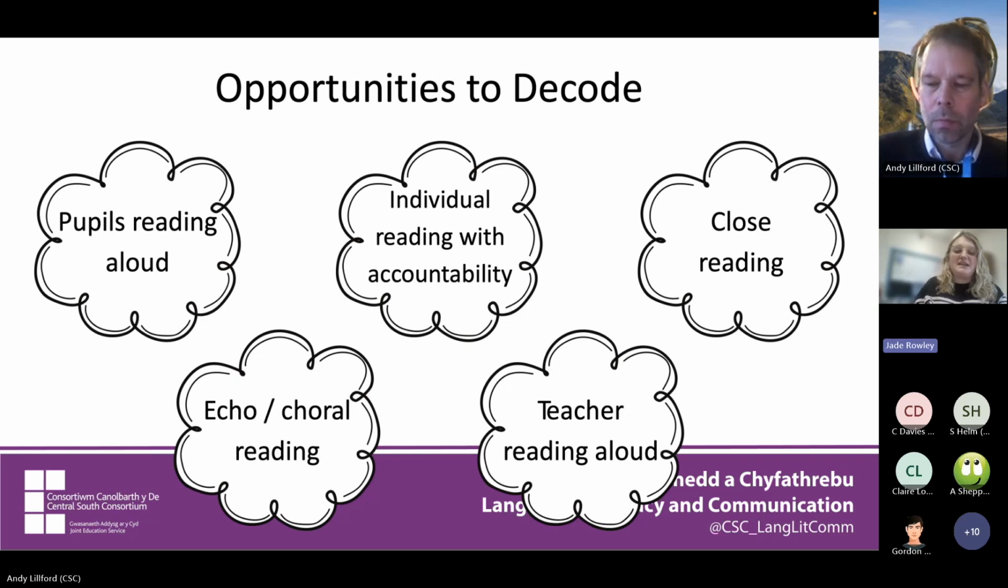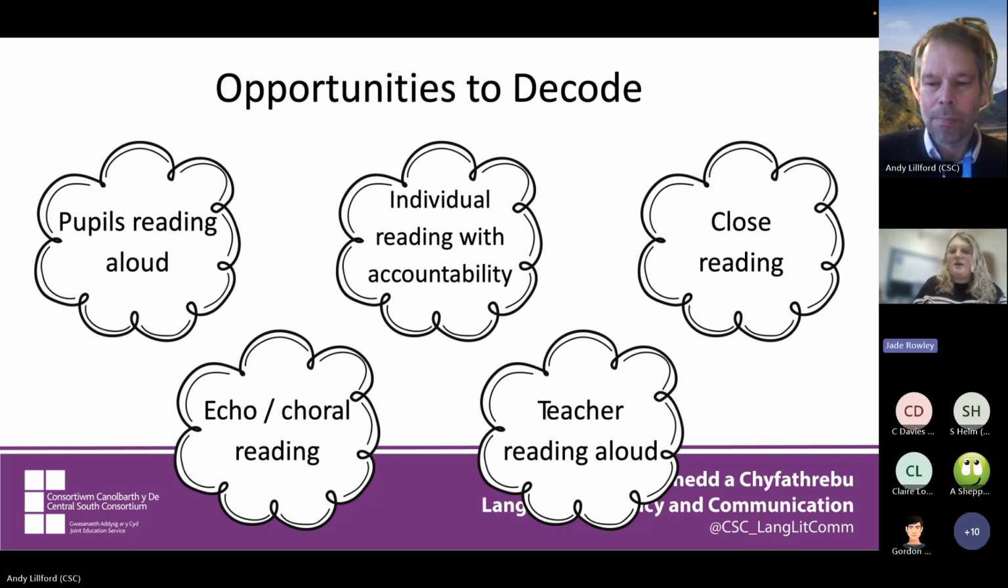We actually find this is particularly helpful for our pupils with additional learning needs, because they will always hear that text read aloud before they are expected to read passages on their own or with a partner. So it builds pupils' confidence, and the variety of ways in which pupils are asked to decode helps to keep them engaged and on task, because it's different from day to day.